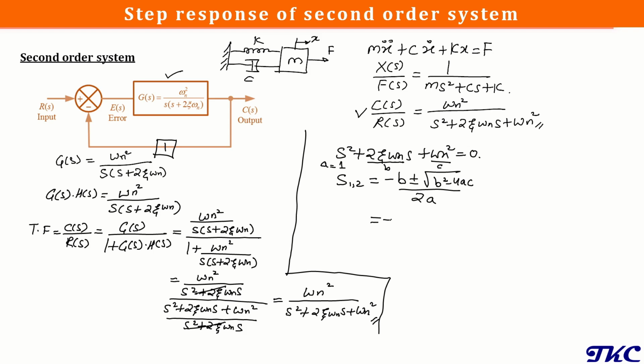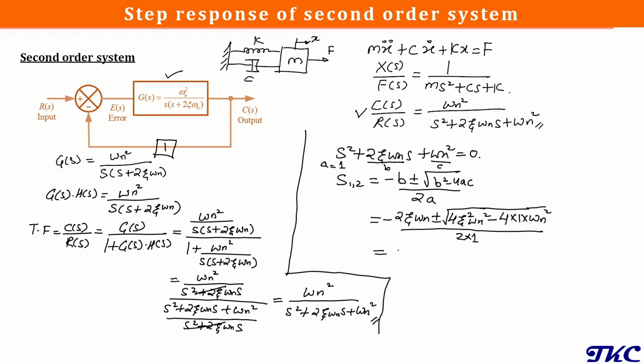So it will be minus 2 zeta omega n plus minus under root of, now again 2 zeta omega n we will be having here, but its square we need to take, so it will be 4 zeta square omega n square minus, we are having 4 as it is, a is 1 here and c is omega n square, so it will be 4 into 1 into omega n square divided by 2 into 1. So now let's simplify this expression further.